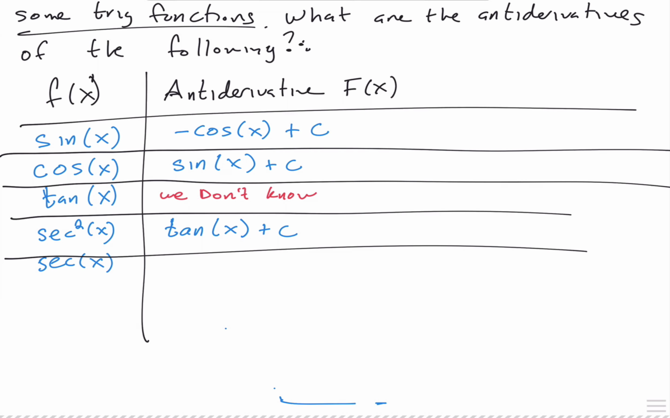Now, probably you guys will figure it out quicker this time. We don't know. That's exactly right. We don't know. This one's even worse than tangent. If you think about all the trig functions you know the derivative of, none of them have a derivative of secant. You know the derivative of secant x is secant x times tangent x, but none of them is just secant x, right?